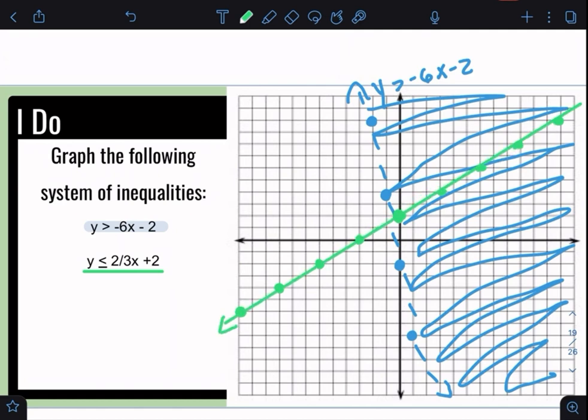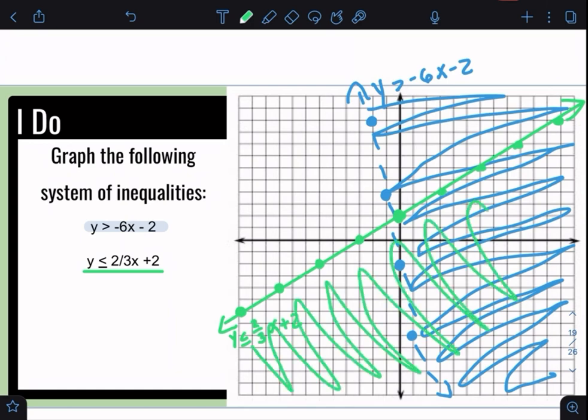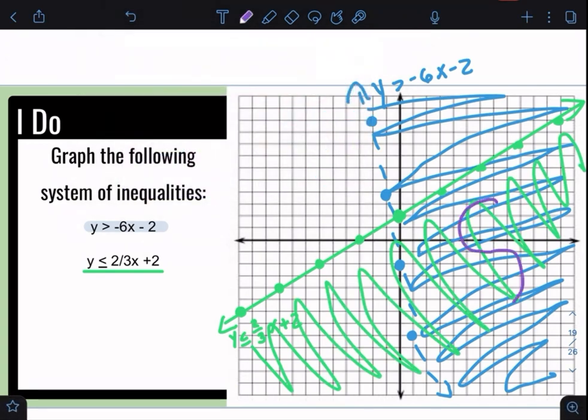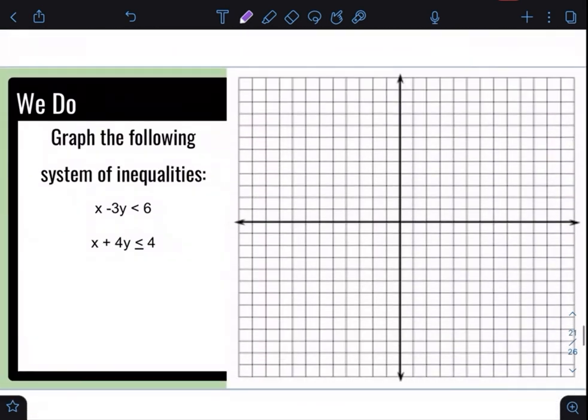I'm going to put my arrows, and I'm going to label it y is less than or equal to 2 over 3x plus 2. Now, since it's less than, that means I need to shade below, so I would go like this. And as you can see, this is the area where the two shaded sections overlap, so I'm going to put a big S. And any point in that shaded section or on the solid line would be a solution to the system of inequalities.